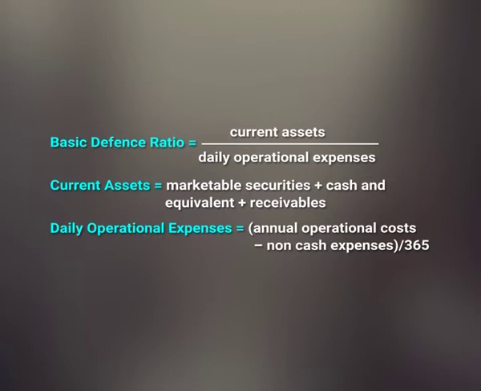So, we have current assets equal to marketable securities plus cash and equivalent plus receivables. Then we have daily operational expenses, which is equal to annual operational cost minus non-cash expenses divided by 365. So, let us have a look at this illustration. The particulars of liquid assets and daily operational expenses are given as follows. You are required to calculate defense ratio.